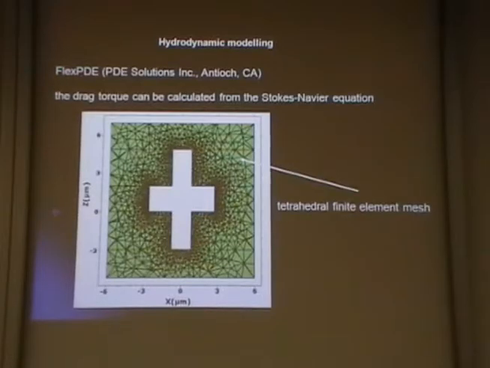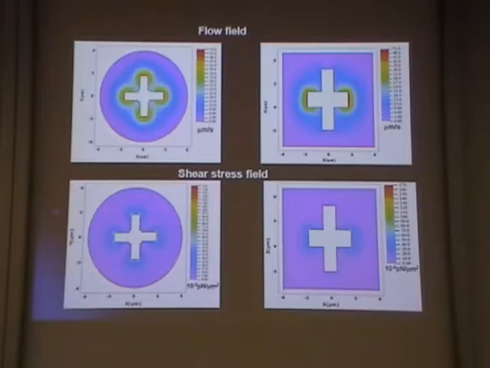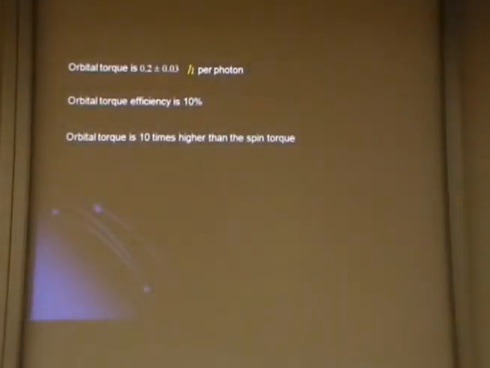Okay, then what we have also done is to see whether the results that we are getting from our experiments agree with theory. So we do hydrodynamic modeling, and I take this cross and do the PDE solution, and we can look at the flow field and shear stress field around this cross, and then determine the orbital torque. And the orbital torque, as determined from those calculations, is 0.2 h bar per photon. So the orbital torque efficiency is 10%, and it agrees very well with what we have measured.